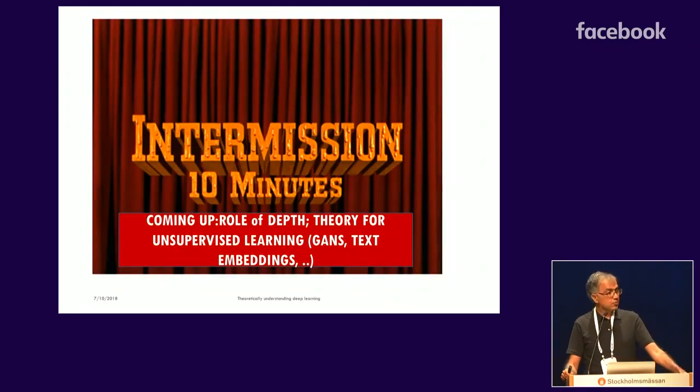So I'm at the halfway point, intermission for 10 minutes. In the next half, we'll talk about the role of depth. We'll talk about theory for unsupervised learning, GANs and text embeddings. And then I'll conclude after that. And so we have a 10-minute break. Please feel free to stretch your legs or ask questions. I'll be here.